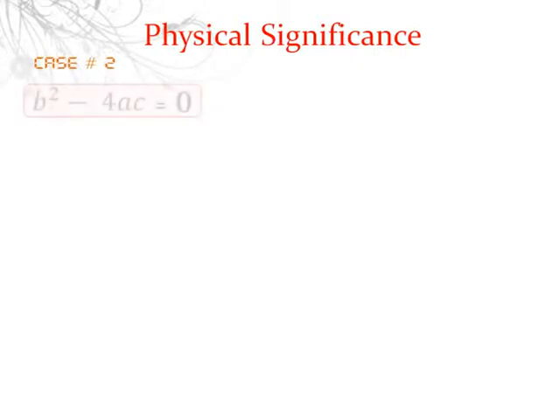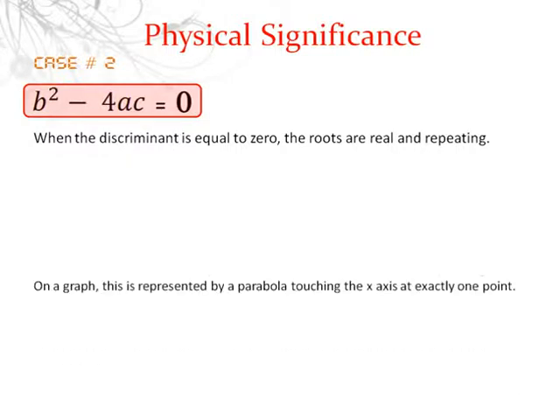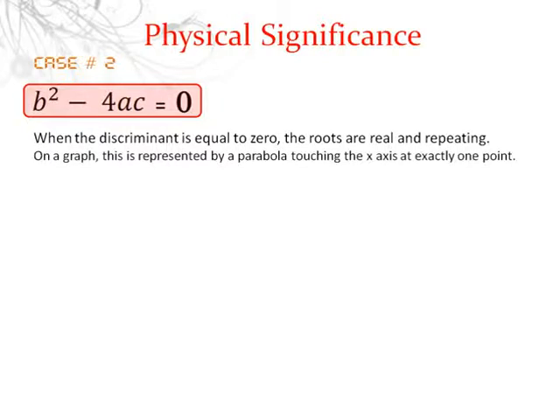Case number 2, that is when the discriminant or b square minus 4ac is equal to 0. When the discriminant is equal to 0, the roots are real and repeating, that is the two roots of the quadratic equation are equal. On a graph, this is represented by a parabola touching the x-axis at exactly one point. So when it touches the x-axis at exactly one point, there is only one value of x which satisfies the parabola's equation.